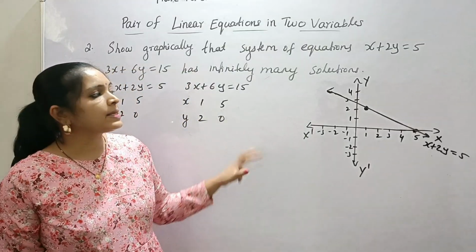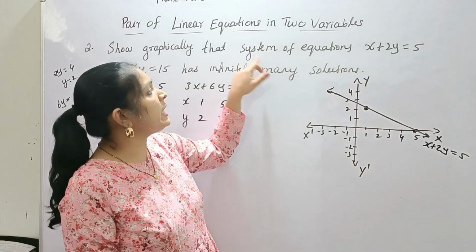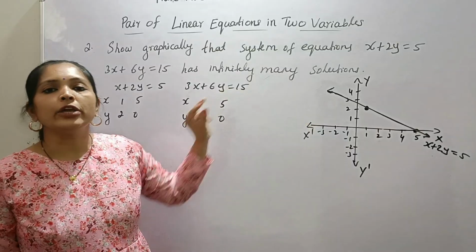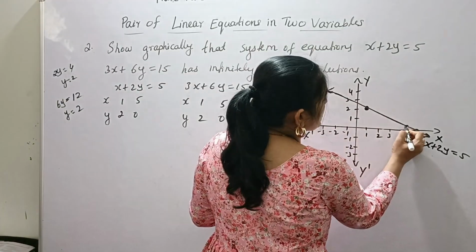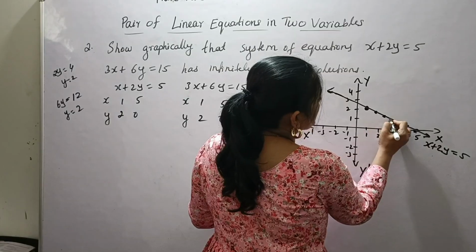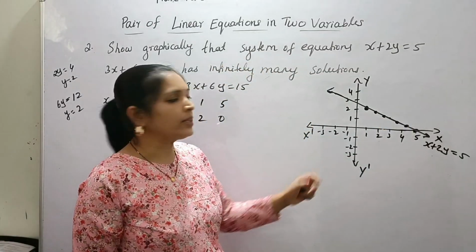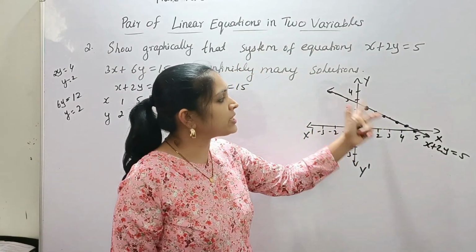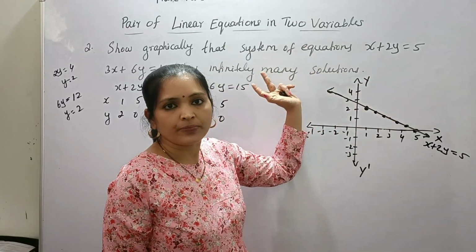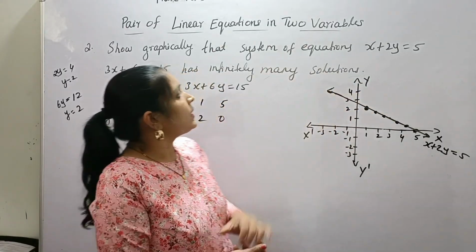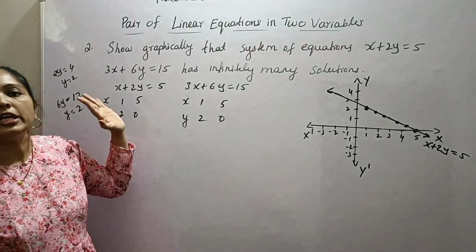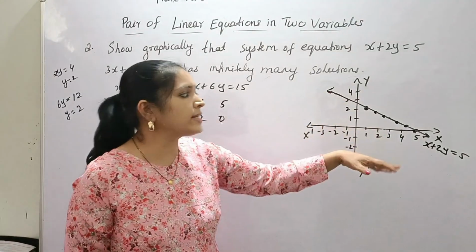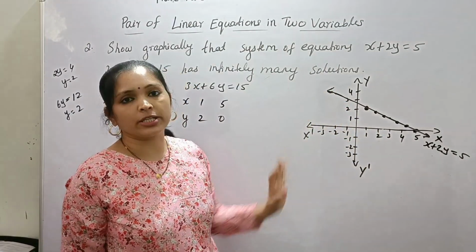That means this system of linear equations has infinitely many solutions. Okay? These are many solutions. See, all these points are the solutions. All these points satisfy both the equations. Therefore, this system of linear equations has infinitely many solutions because these two lines coincide with each other.